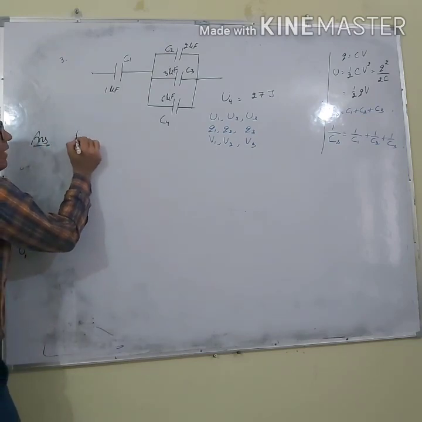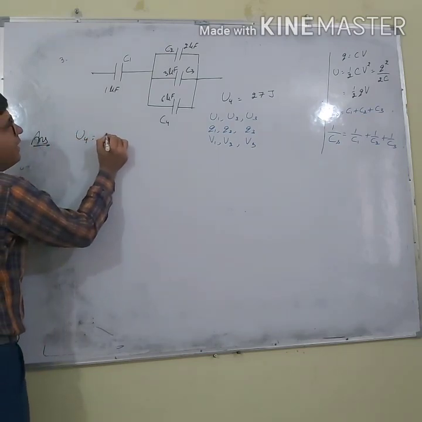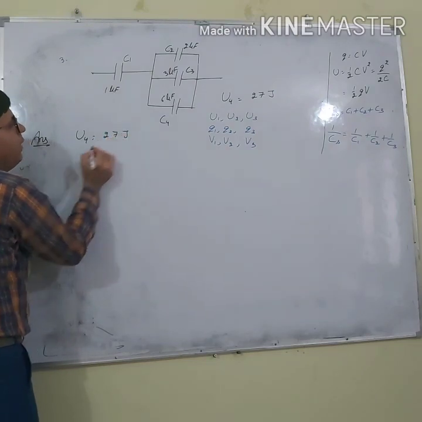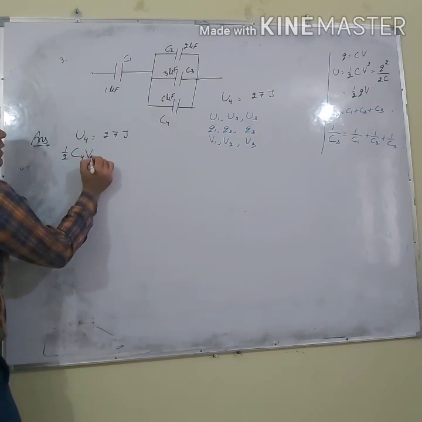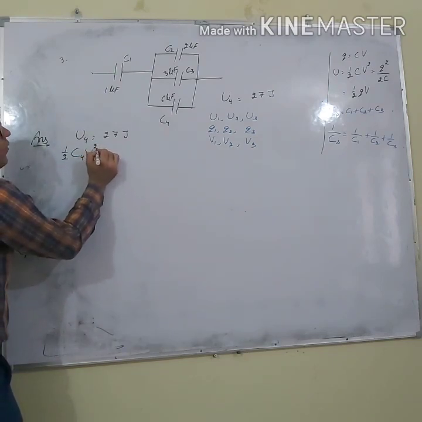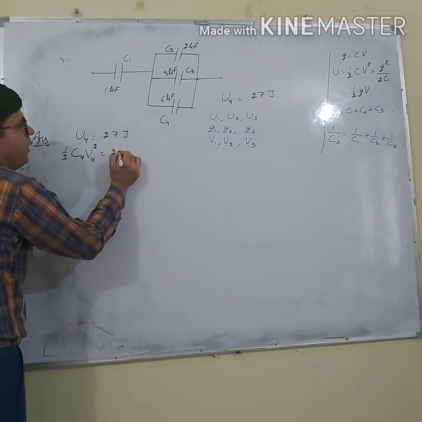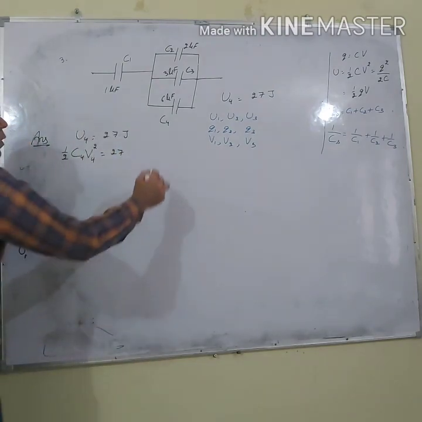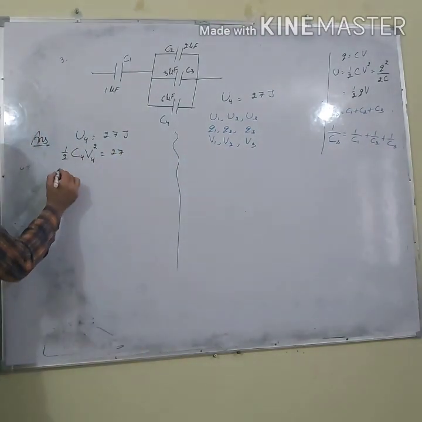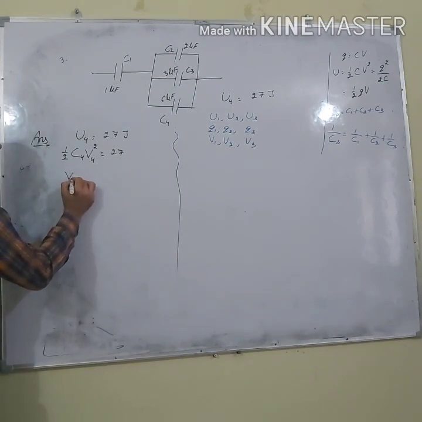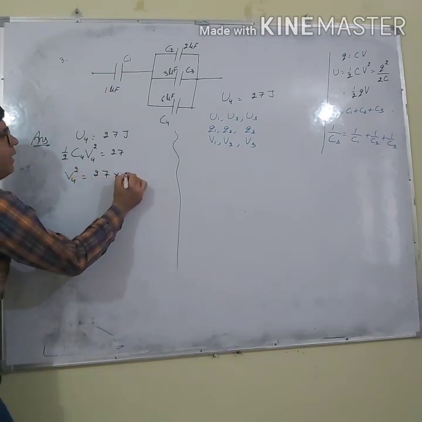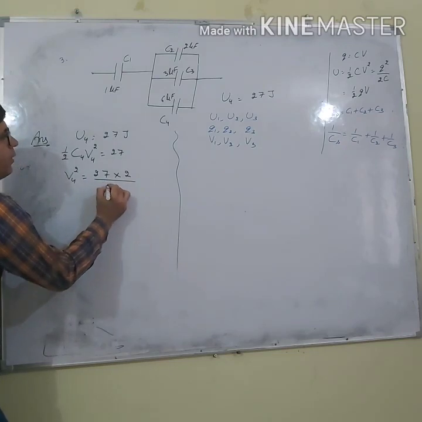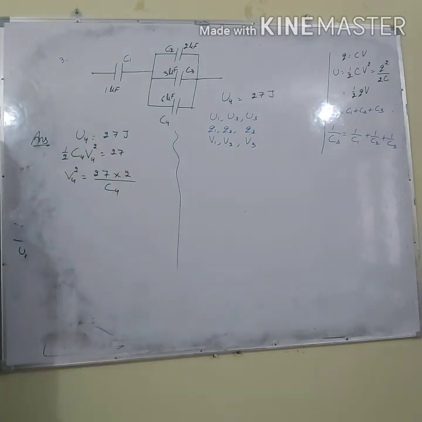I know that its potential energy is 27 joule, and the formula of potential energy is half C V square. Here capacity is C4, let us say potential is V4, so half C4 V4 square is 27. Now I am putting up the values. My target is to find V4. So V4 square is equal to 27 multiplied by 2 divided by C4.